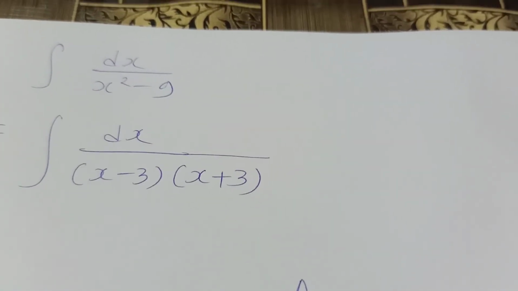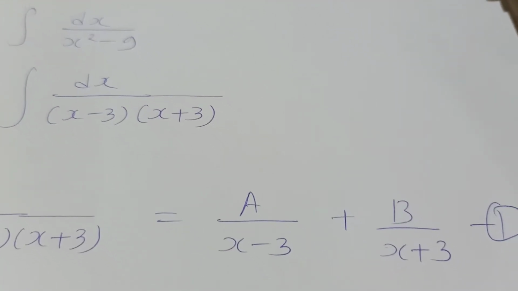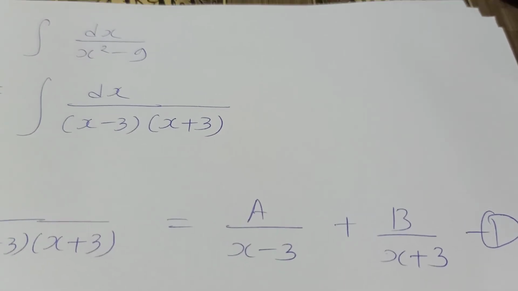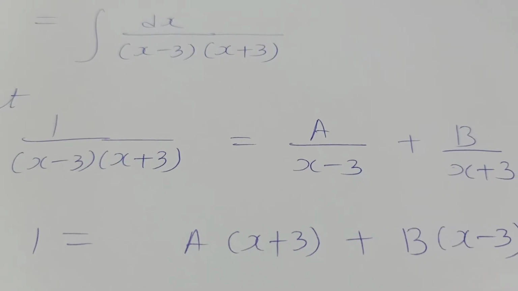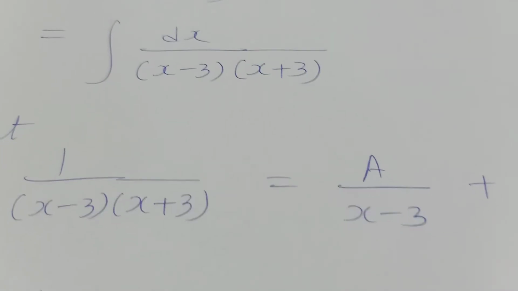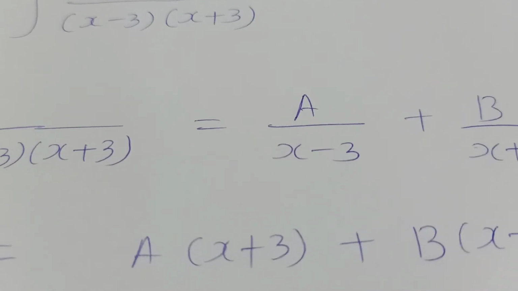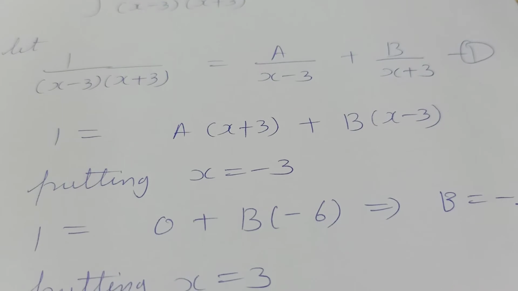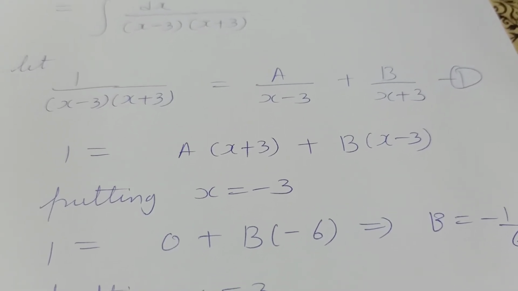Our first question is 1 upon x square minus 9. We have to find the integral of the function 1 upon x square minus 9. You can factorize it, so it will become 1 upon x minus 3 into x plus 3. You can see there are only linear and non-repeating factors in the denominator. So we will assume it as A upon x minus 3 plus B upon x plus 3. If you simplify it, you will get 1 equal to A into x plus 3 plus B into x minus 3. Now we will find the values of A and B.